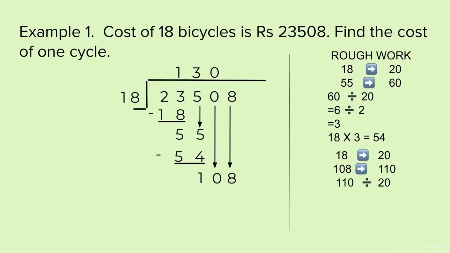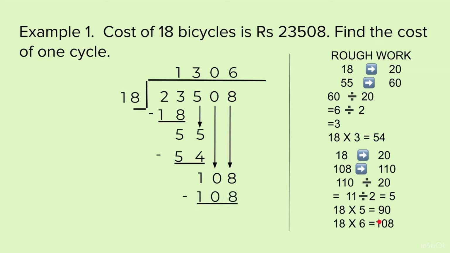Then we will divide 110 by 20, that is 11 by 2, that is approximately 5 plus. So we will multiply by 5. 18 into 5, 90. That is a smaller number. We multiply by 6. 18 into 6 is 108. Now if you know the tables, you would directly know that 18 sixes are 108. But if you don't know, you will use these steps to find out. We'll write 6 on top, 108 at the bottom. Subtract, we are left with 0 remainder. So the cost of one bicycle is 1306 rupees. You will write answer rupees 1306.